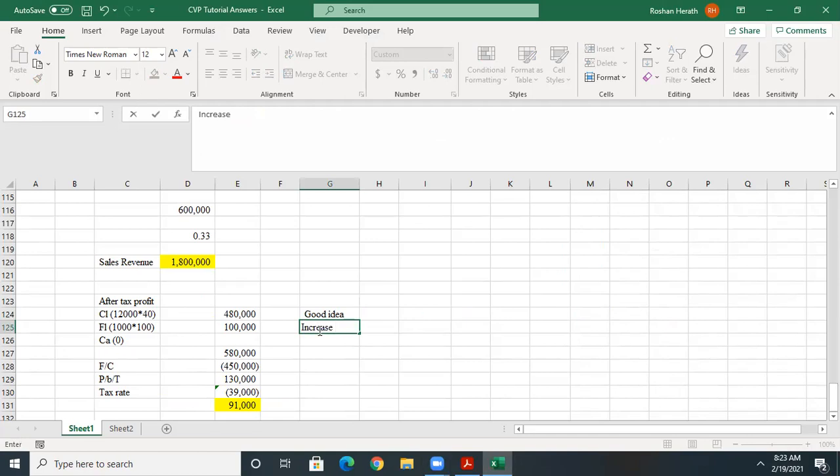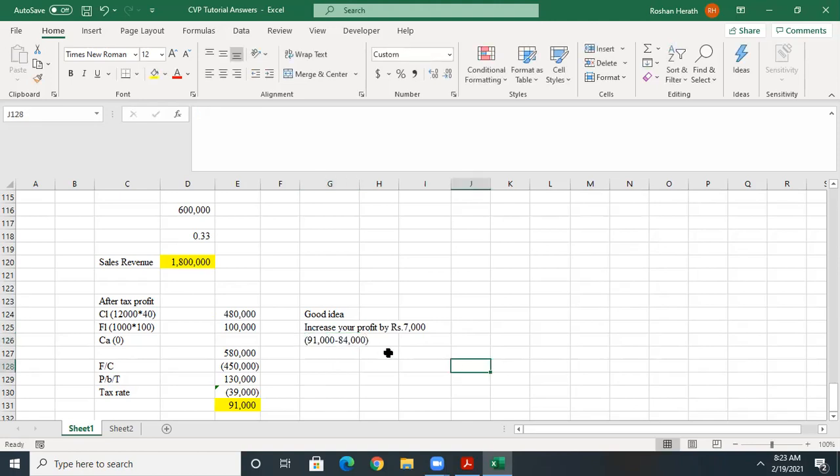Increase your profit by 7,000. In terms of financial figures, it's a wise move. It's a good choice. So you can see that your profit is increased by 7,000. So this is what we call the full cost basis. You consider the entire situation, the full cost basis.